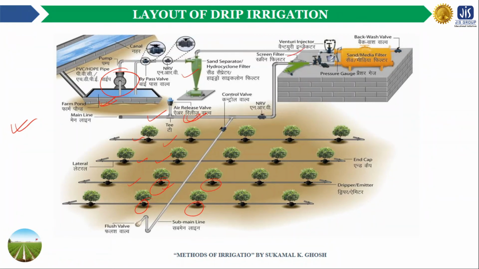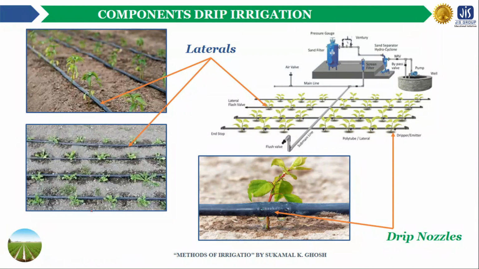Okay, now here are some pictures from actual fields. You can see here these are the laterals. Okay, this is also laterals, and this is the drip nozzle or the emitter or the dripper, and from these drip nozzles the water oozes out and drips the water at the root zone of these crops. Now these emitters or the drip nozzles are so designed that no jet of water is issued by them, but they allow water to emit or trickle through them.